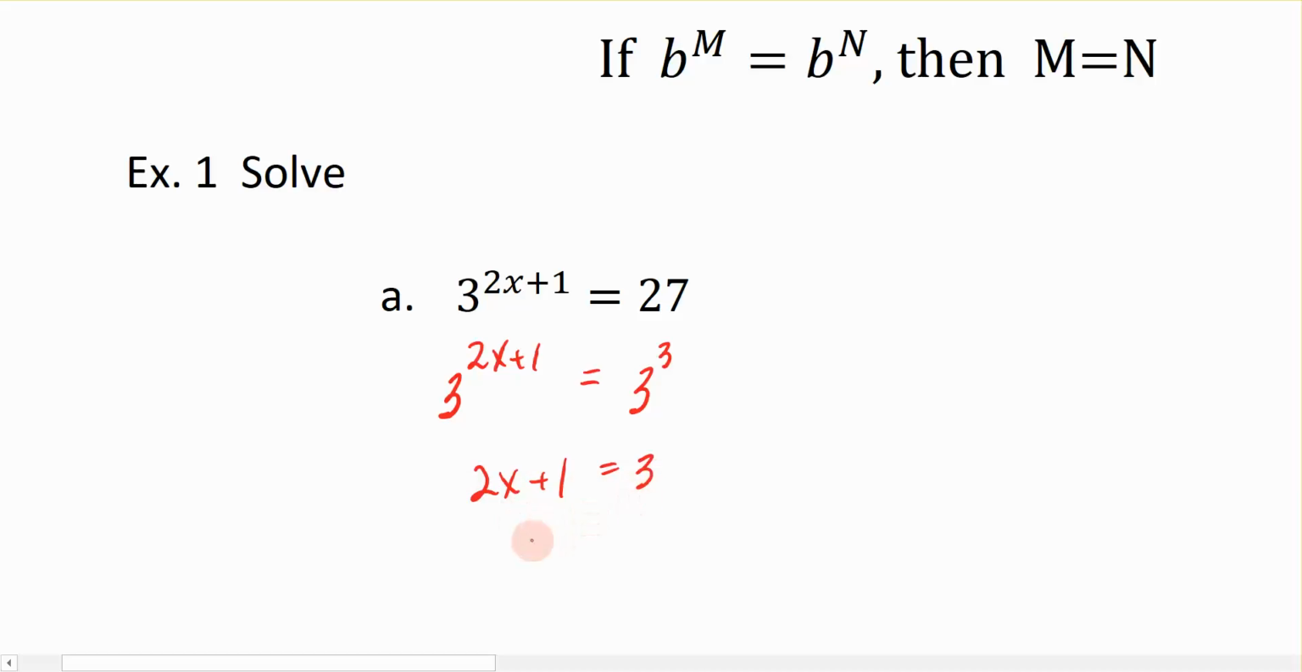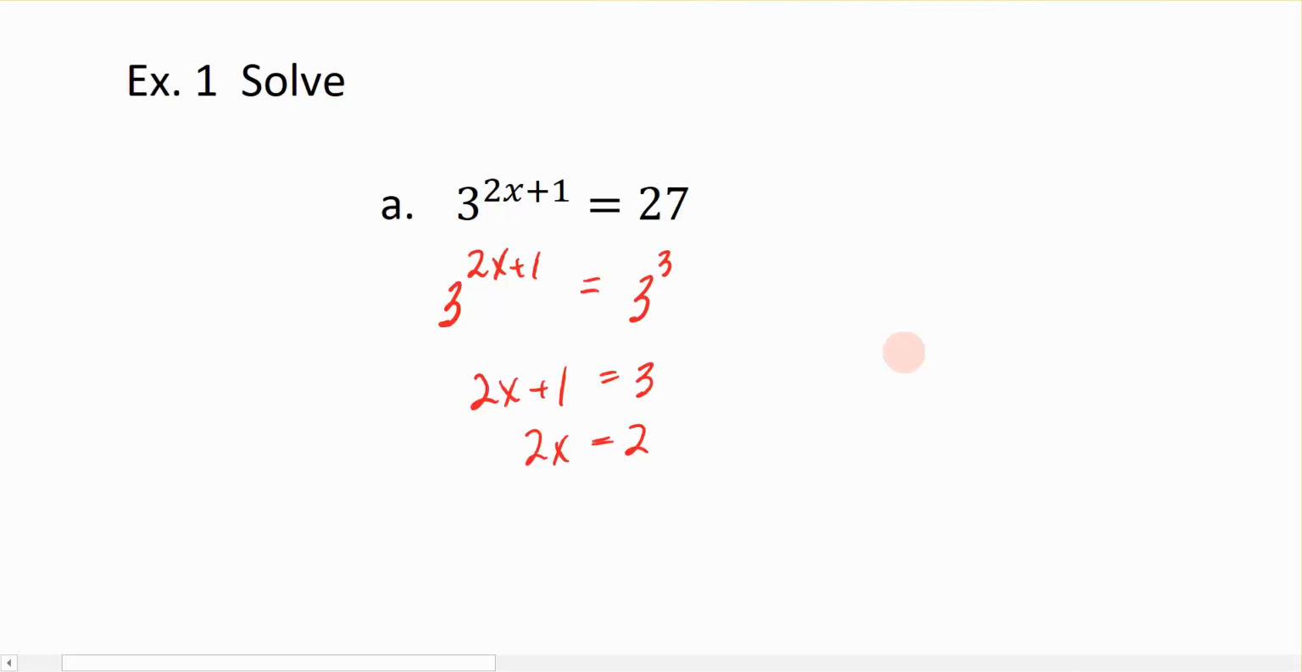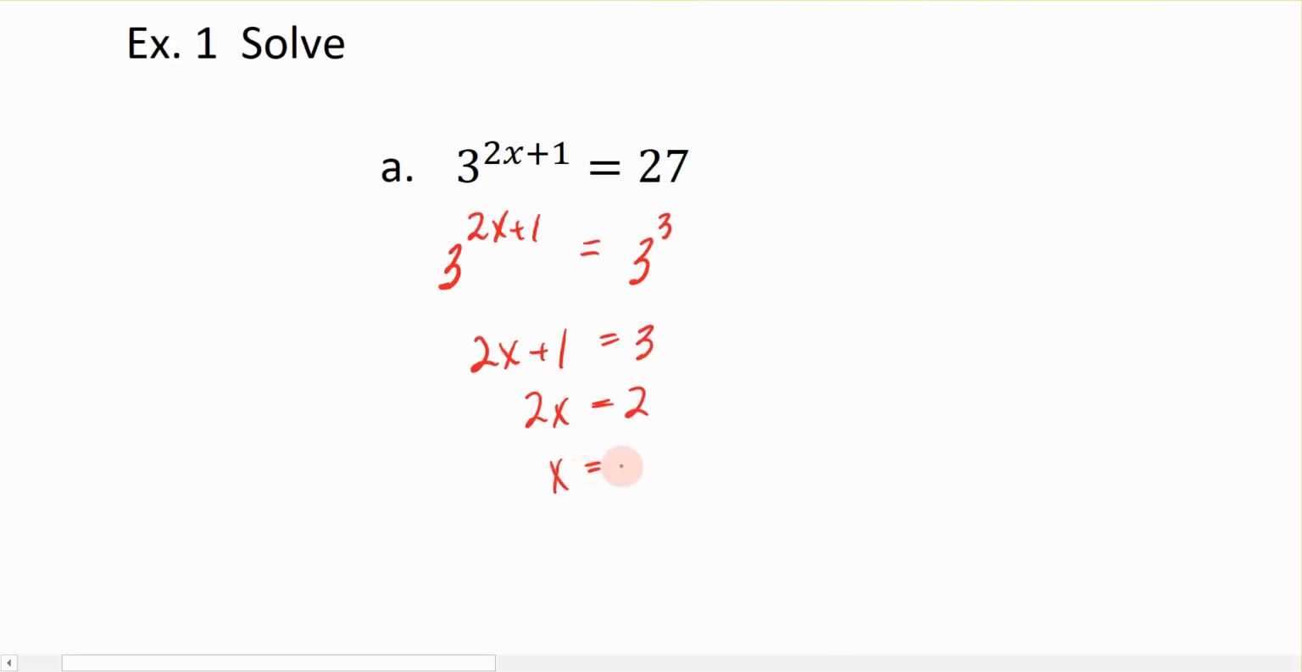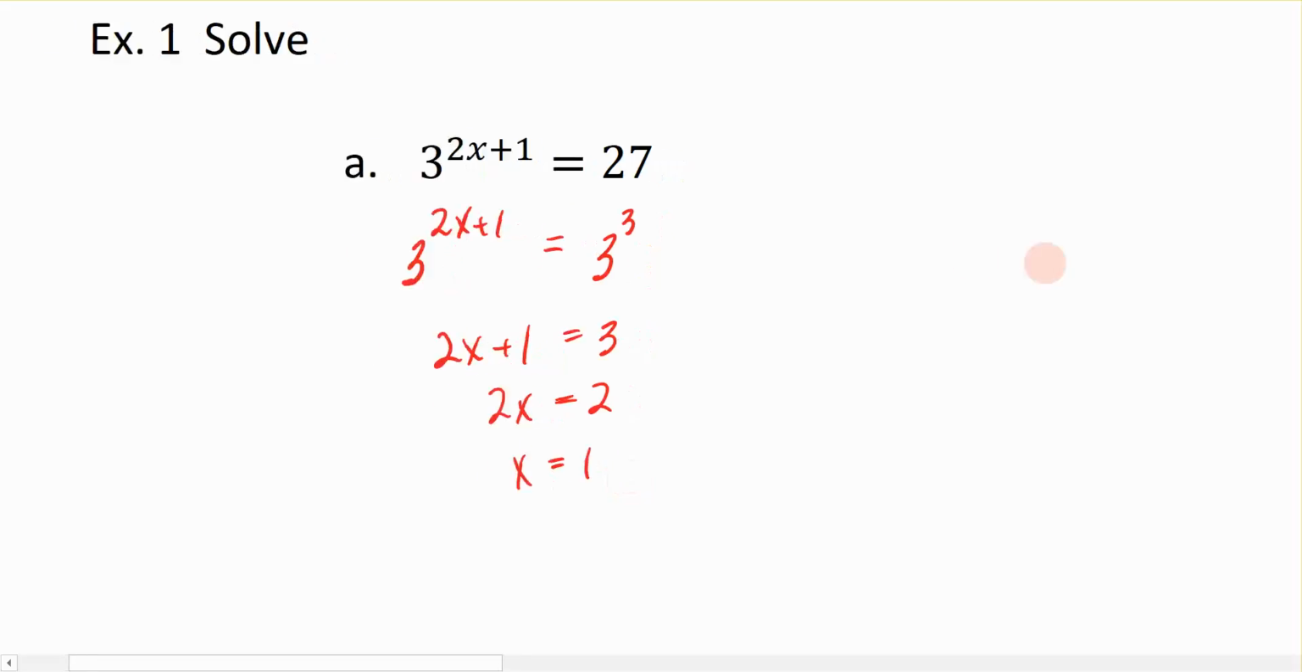So I'm going to subtract 1 from the right-hand side, and I get 2x is equal to 2. Divide both sides by 2, and I find x is equal to 1. So that's using this one-to-one property. Let's try that again.